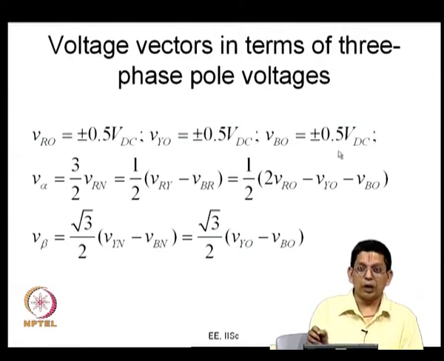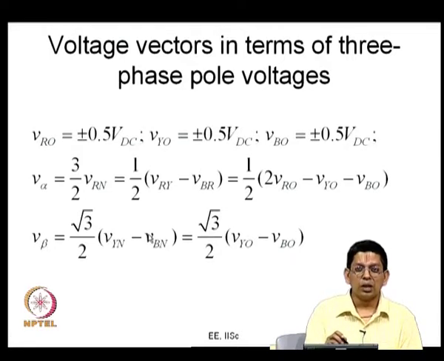You take any of these values here, say 0.5 VDC, 0.5 VDC, 0.5 VDC. How do they sum up? They sum up to 1.5 VDC, that is not equal to 0. Similarly, you take any arbitrary values here, they will almost never sum up to 0, whereas VRN plus VYN plus VBN always sums up to 0.